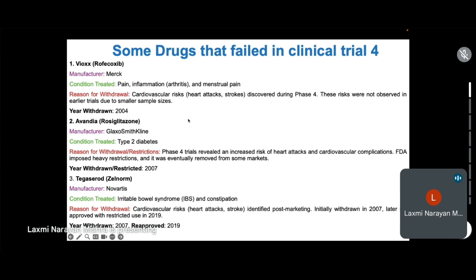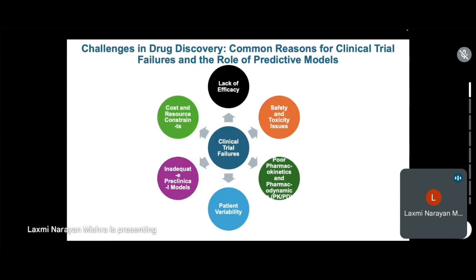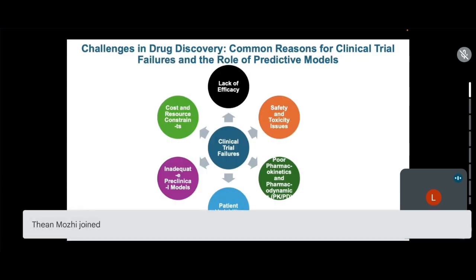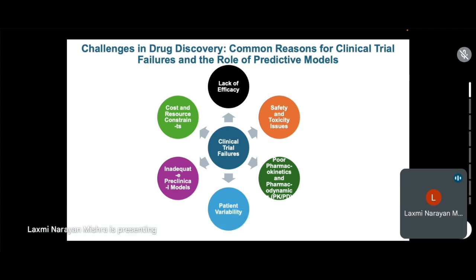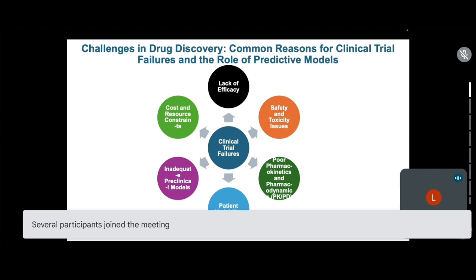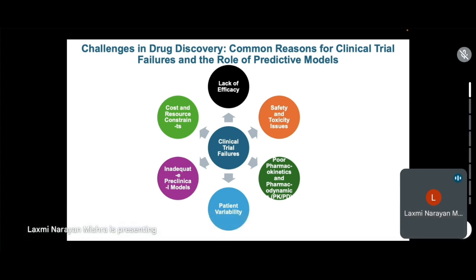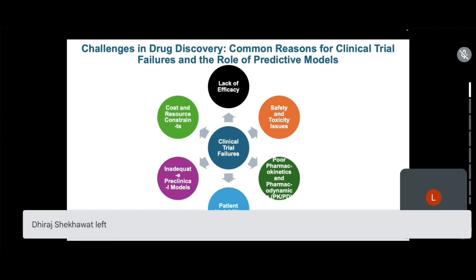So coming to the next topic, what are the challenges in drug discovery? Common reasons for clinical trial failure and the role of predictive models. Clinical trial failure has several reasons: lack of efficacy, or safety and toxicity issues, or poor pharmacokinetics and pharmacodynamics. We call that PK and PD.